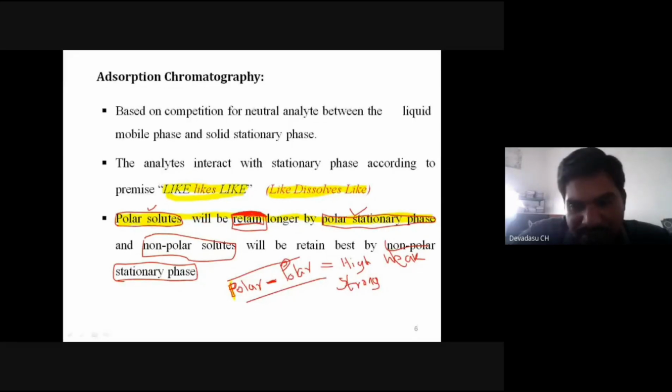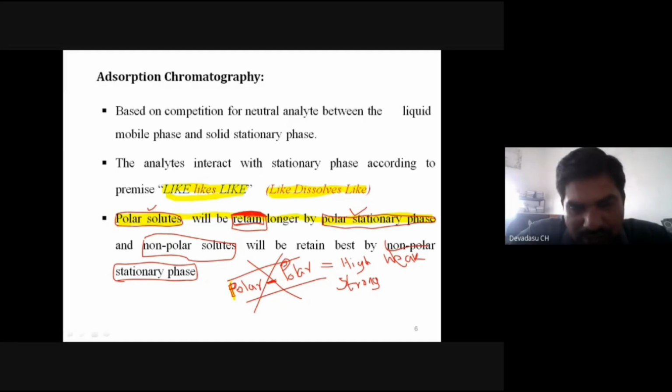జాగ్రత్త గమనించండి. ఇది బ్రేక్ చేయాల్సిన చూడండి ఒకసారి. పోలార్ సొల్యూట్ ఉంది, పోలార్ స్టేషనరీ ఫేజ్. అప్పుడు వాటి మధ్యన ఇంటరాక్షన్ లేదా ఎఫినిటీ అనేది చాలా ఎక్కువ ఉంటుంది. Polar interaction would be strong enough. Similarly, non-polar interaction would be strong enough.